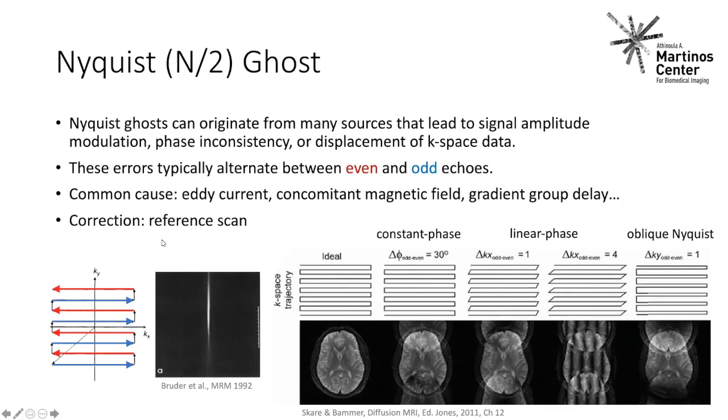And the common way to do the correction is to do a reference scan. And actually almost all the clinical sequences or WIP sequences have this kind of reference scan correction.